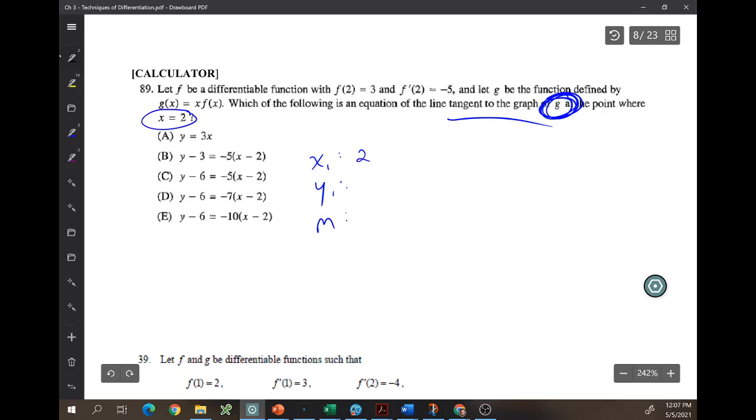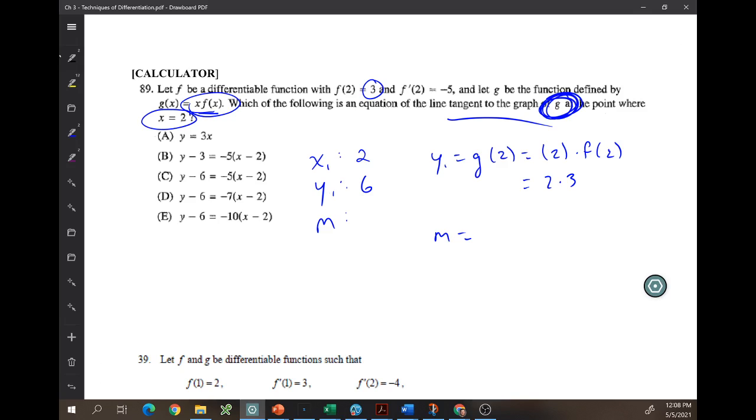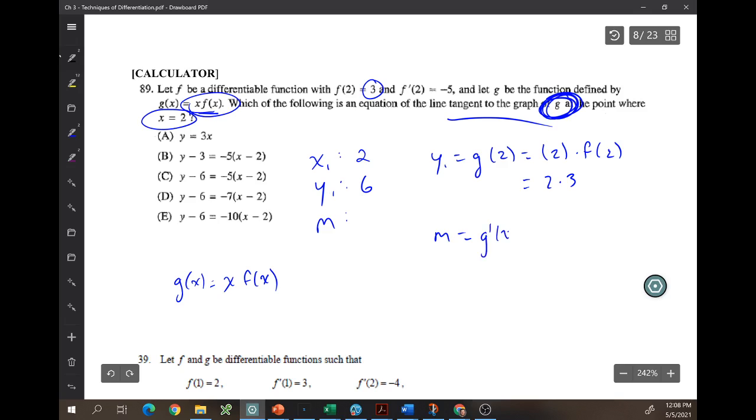The tangent to g. So y1 is going to be equal to g of 2, which based on this formula would be 2 times f of 2. Well, f of 2 they gave me was 3. So 2 times 3 is 6. And then for my slope, I need to get g prime, which is going to be product rule. I knew that g of x was x times f of x. So g prime of x is going to be my slope. Product rule is going to be 1 times leave f of x alone, then plus, leave x alone, times f prime of x.